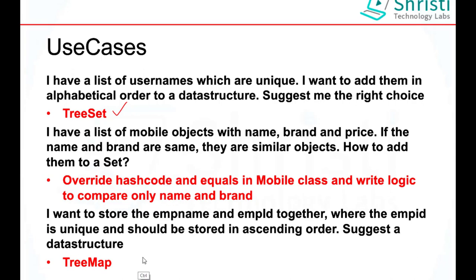Next, I want to store the employee name and employee ID together, where the employee ID is unique and should be stored in ascending order. Suggest a data structure. When you say that you want to store two values together, then you can go in for a map, an implementation of map. Here the employee ID is unique, so obviously it has to be the key and it should be stored in ascending order. You have to go in for a sorted implementation, that is tree map.